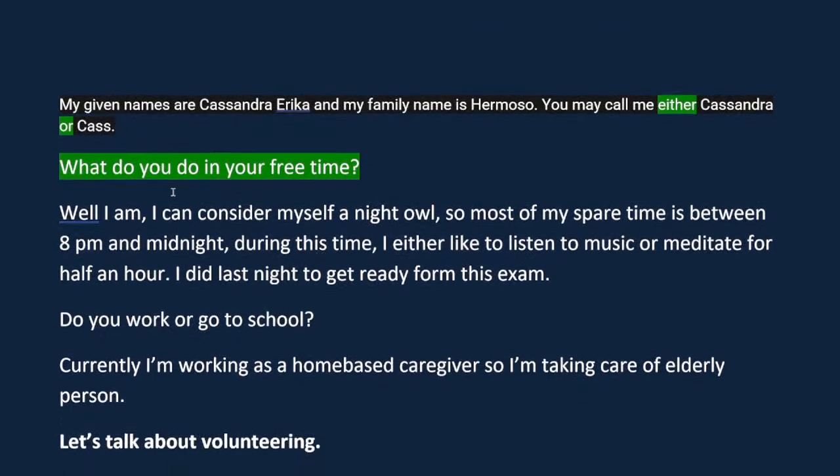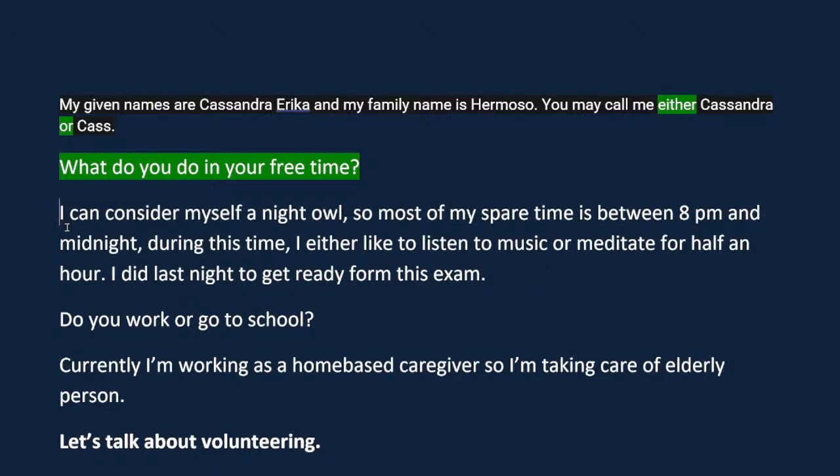Yes, sir. I'm going to read the answer and then you copy after me. So once I'm finished. Here we go. What do you do in your free time? I consider myself a night owl, so most of my spare time is between 8 p.m. and midnight. During this time, I either like to listen to music or meditate for half an hour. I did so last night to get ready for this exam.